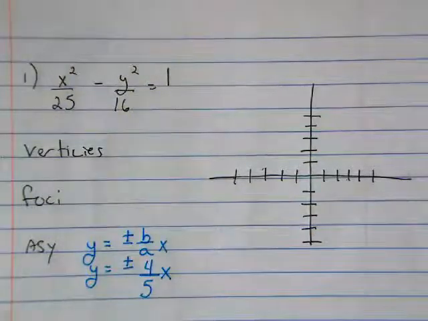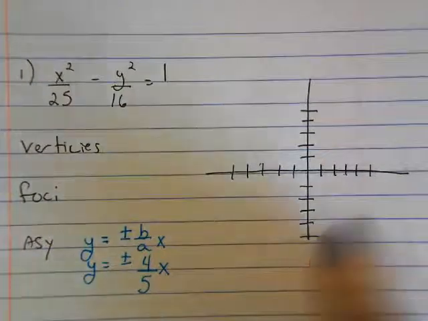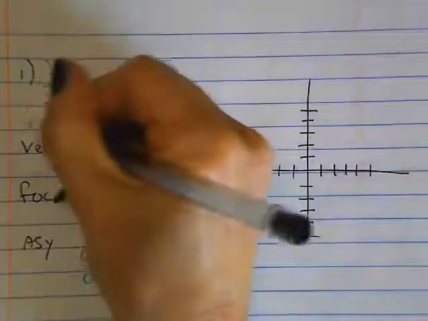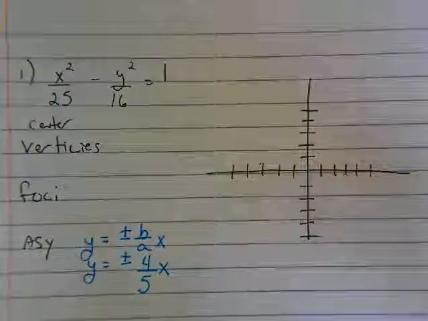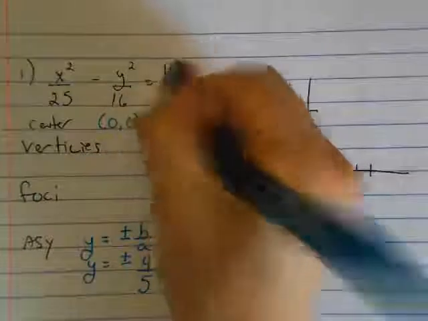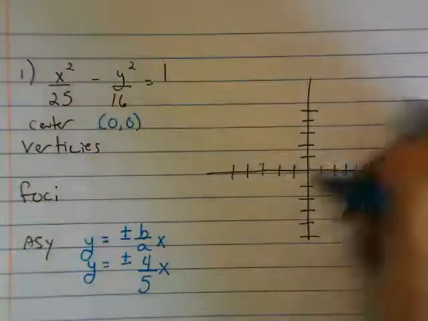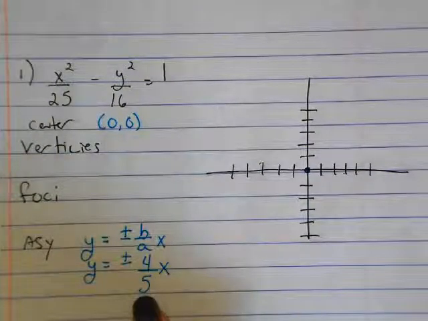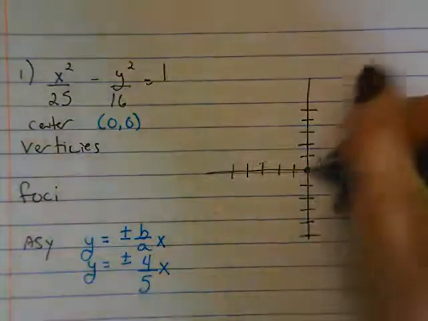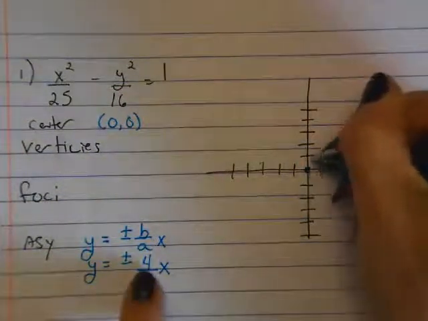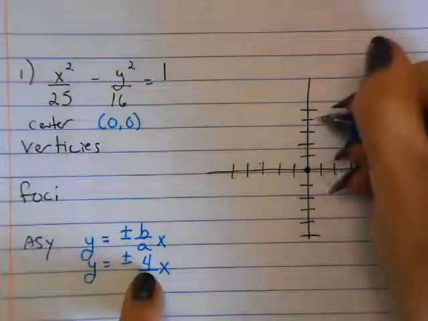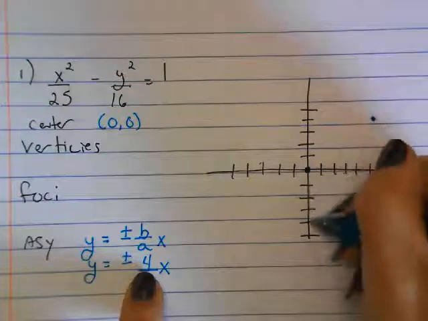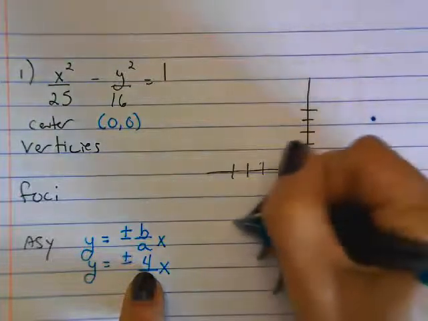Now, how that's going to help you is, let's go to this graph. We know that the center is at what? Let's go ahead and say that I want the center too, just for fun. Do you agree the center is at (0, 0), since there's no parentheses with these? So now what we're going to do is go ahead and graph these asymptotes. I'm going to go a rise of 4, 1, 2, 3, 4, and a run of 5. And I'm going to go down 4 and over 5 this way.